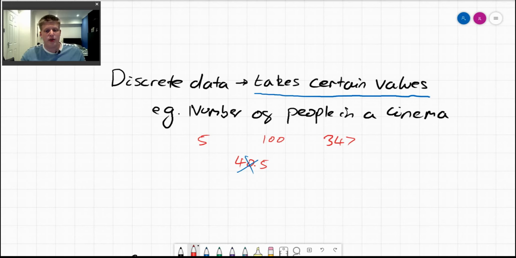The values this can take are only whole numbers. Therefore, it is discrete data. You couldn't have 1.5 people, you couldn't have 5.25 people. You could only have whole numbers of people.